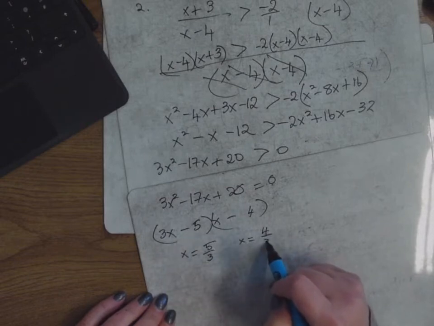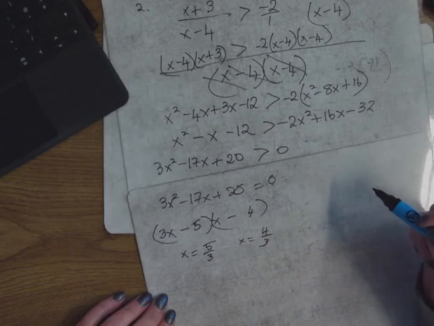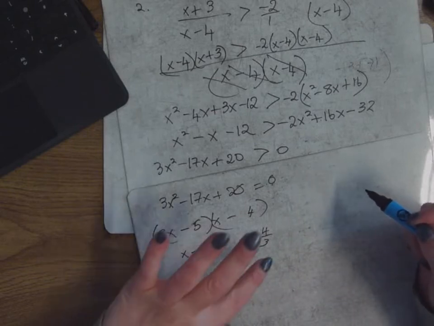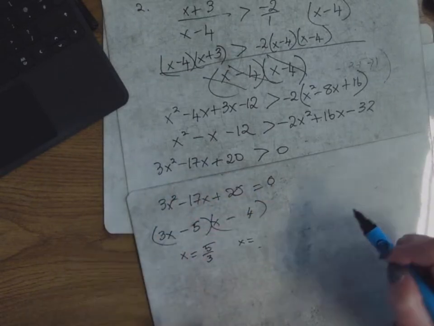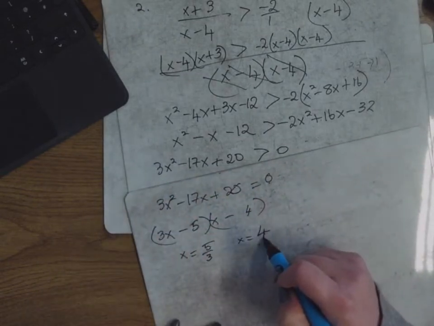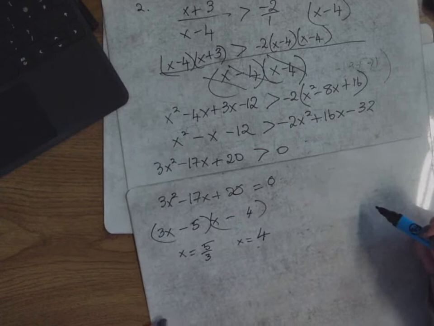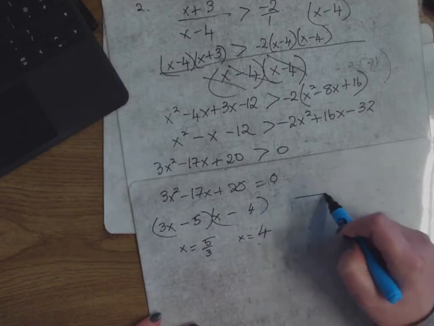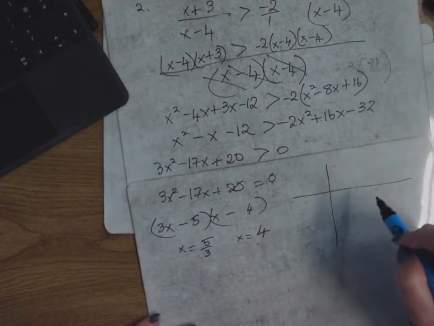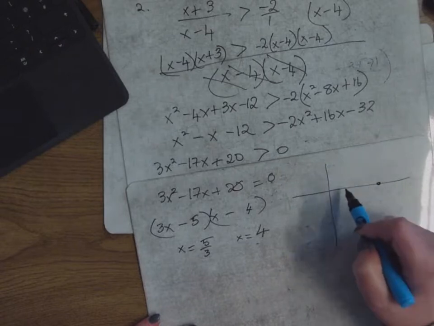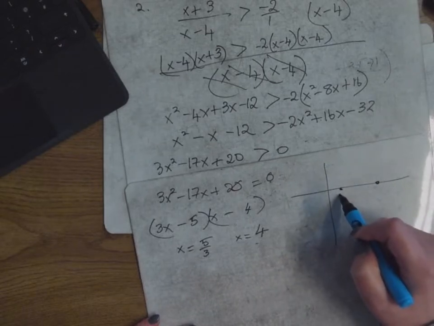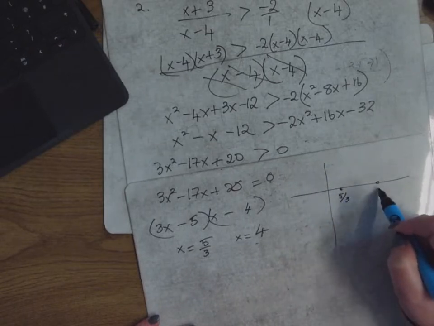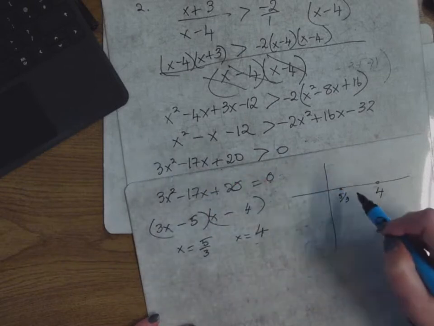yeah? Sorry? Say that again? X equals 4 it is. Right, that's a test and you passed. Well done. Are we okay? So then it's crossing at 4 and it's crossing at 5 over 3. So 5 over 3, 1 and 2/3. And it's crossing at 4. It's U-shaped.